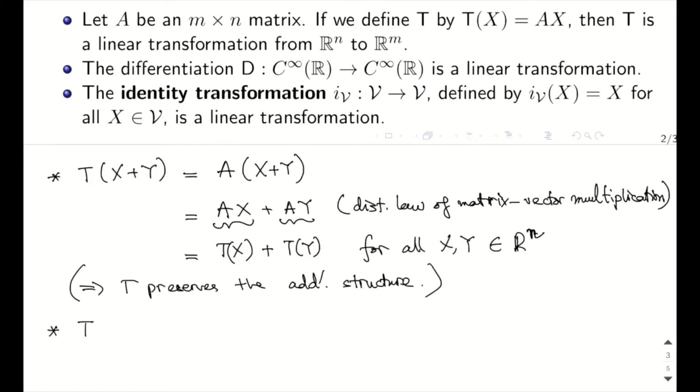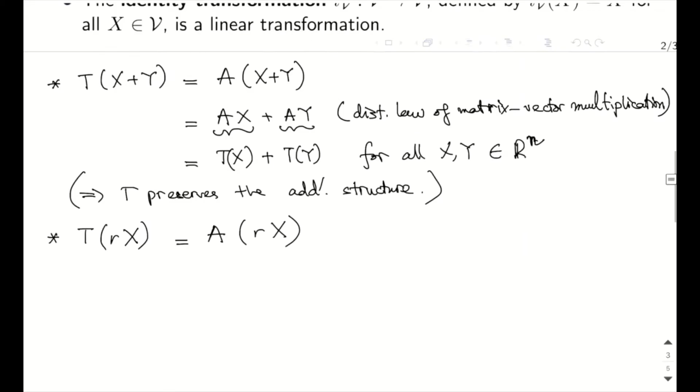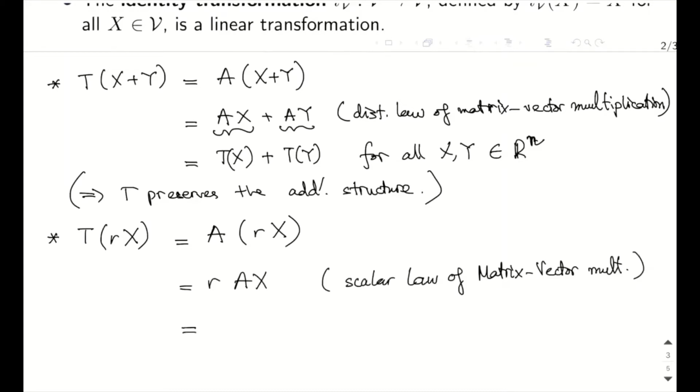Right. Now, if you consider T of R times X, where R is the scalar being multiplied to the column vector X, then it's actually computed by multiplying A with the column vector that is the result of multiplying the scalar R to the column vector X. Now we know that we can pull the scalar out in front and multiply A and X first, and this is done by the scalar law. And then that is why T preserves the scale structure.